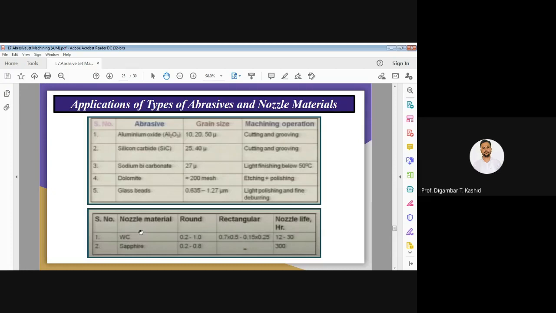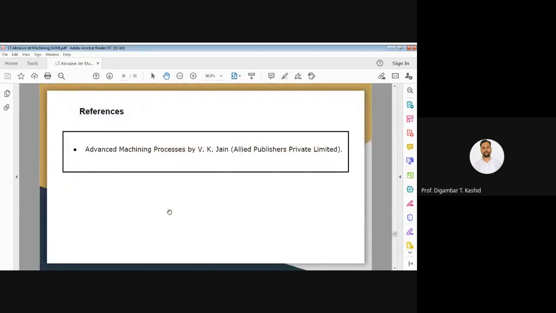So here we have covered all the points regarding abrasive jet machining. Whatever explanation I have given is totally from the advanced machining book. So you can also refer to this book.